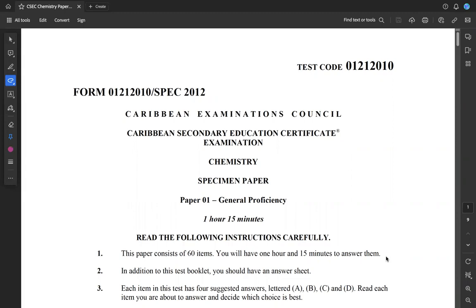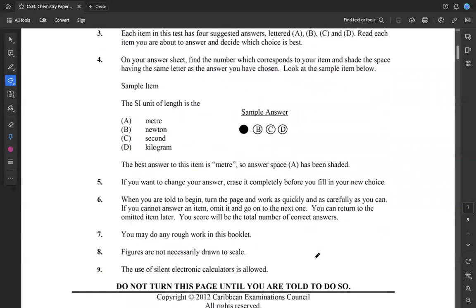Just a few instructions, as you might be well aware of. There are 60 items on this paper 1. You will have about an hour and 15 minutes to answer them. That gives you roughly a minute and some change per question. All right, moving right along, let's get into it.